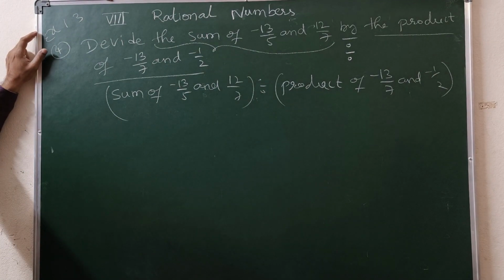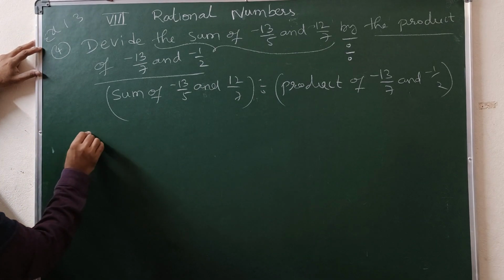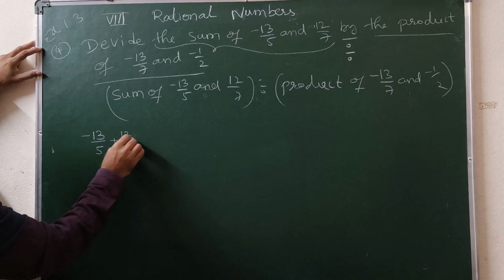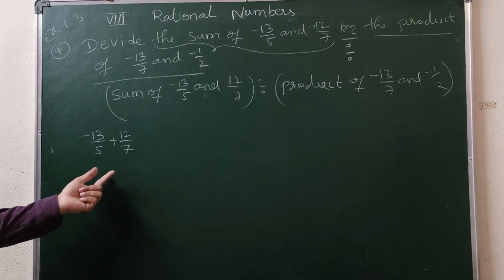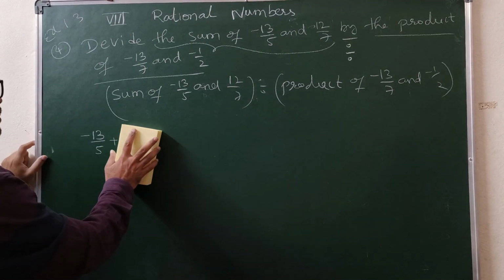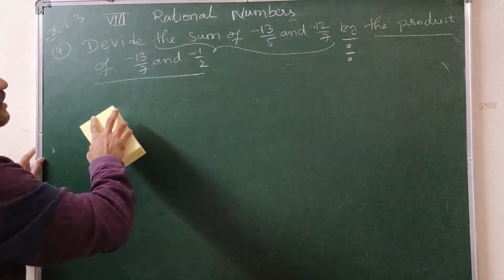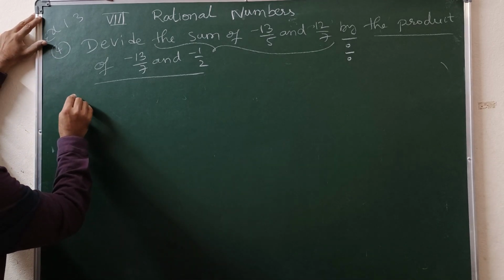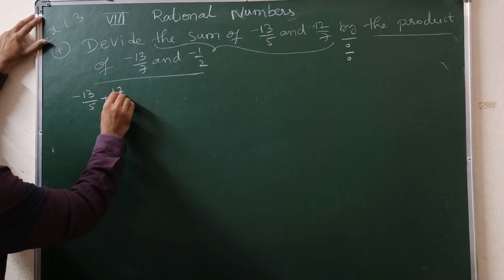So you have to calculate the sum here: minus 13 by 5 and 12 by 7. Let us calculate: minus 13 by 5 plus 12 by 7. We calculate the sum first and the product later. Last, let us do the division. Otherwise, the work won't fit in a single go. You have to understand the problem. Read the problem until you understand clearly. So, minus 13 by 5 plus 12 by 7.